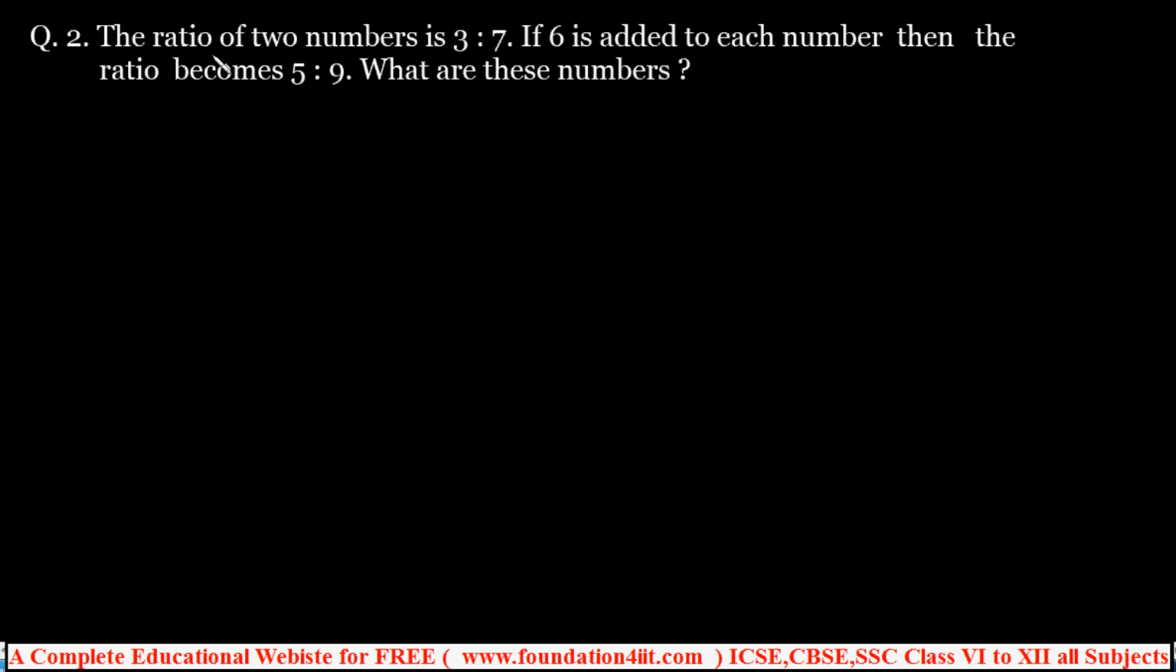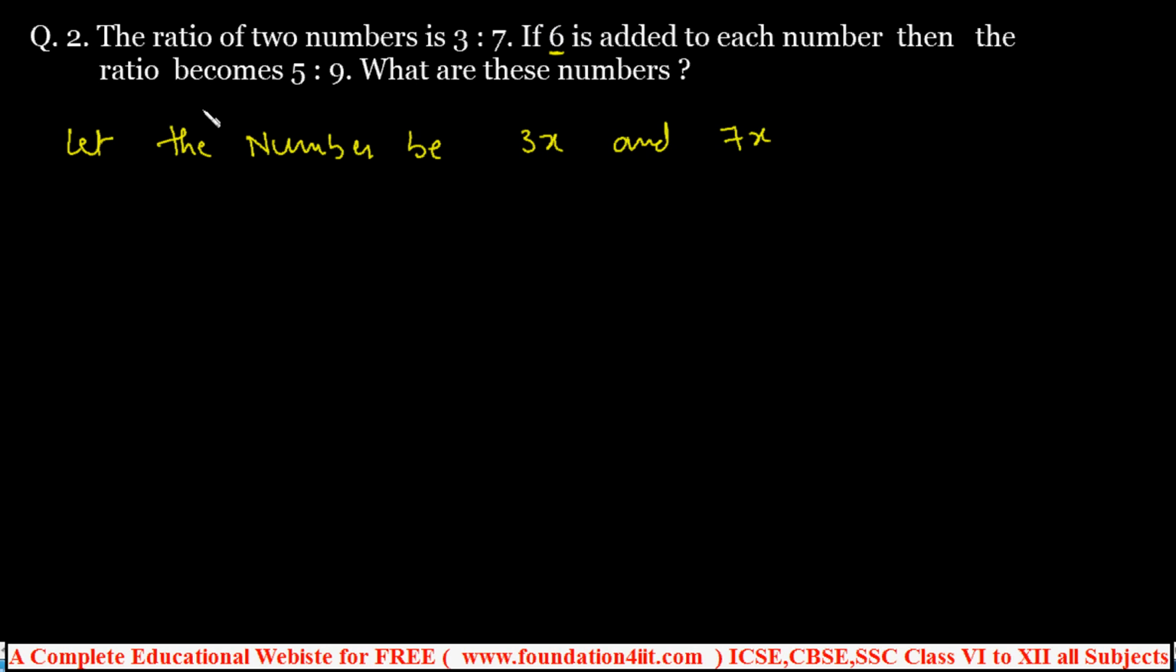In this question, the ratio of two numbers is 3:7. If 6 is added to each number, then the ratio becomes 5:9. What are these numbers? First, the numbers are in the ratio 3:7, so let the numbers be 3x and 7x. According to x you can get the numbers.